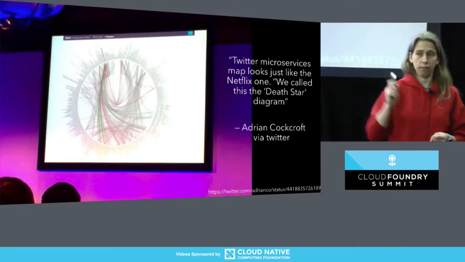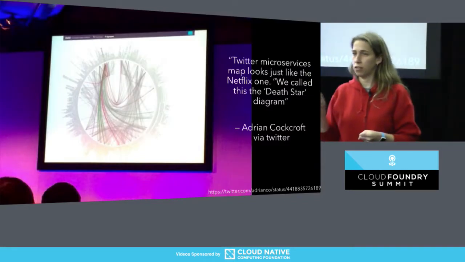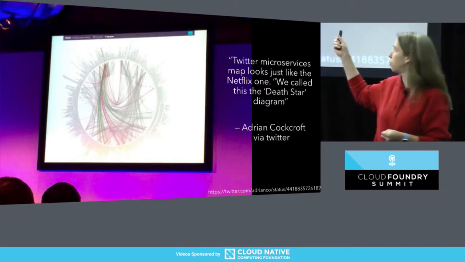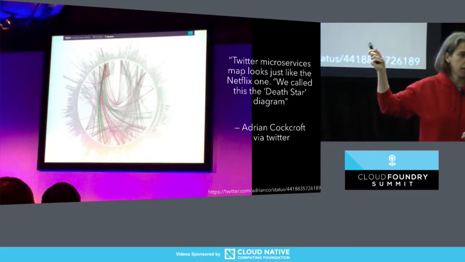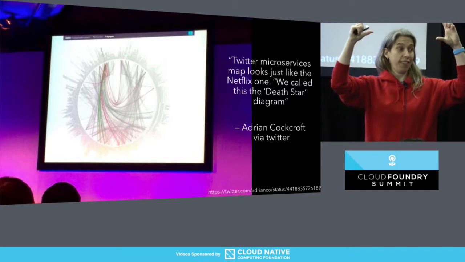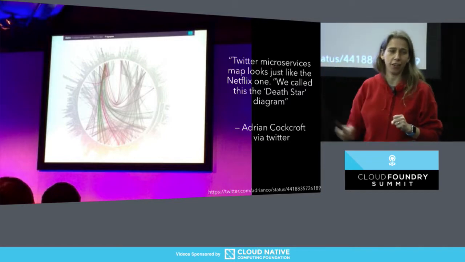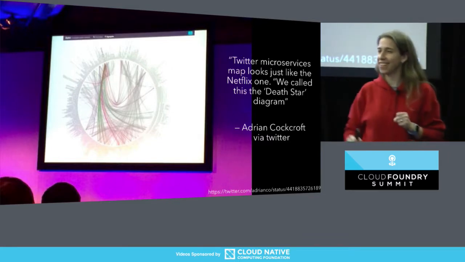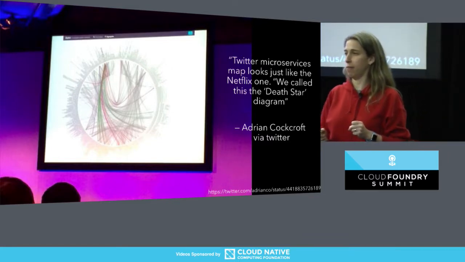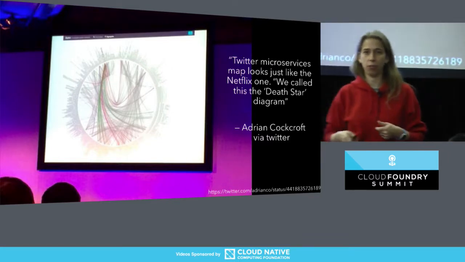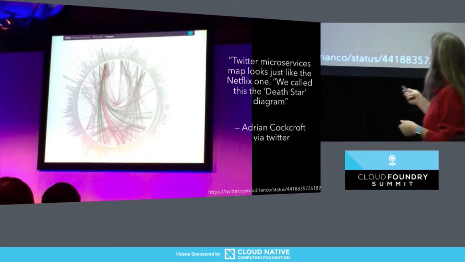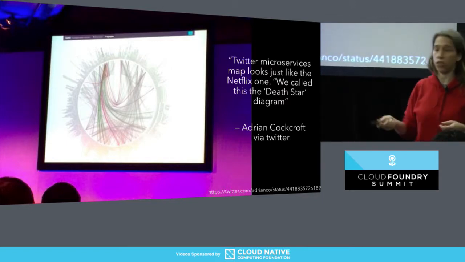When Netflix and Twitter started coming out, there was a tweet that's probably 4 years old now. I love it because it's Adrian Cockcroft sitting in the audience taking a picture of Twitter's interaction diagram and saying, hey, ours looks kind of the same. And we call it the Death Star diagram. You guys can't see it, but I totally have a Star Wars t-shirt underneath this sweatshirt. I'm a big Star Wars fan, so I thought that was just generally hilarious.